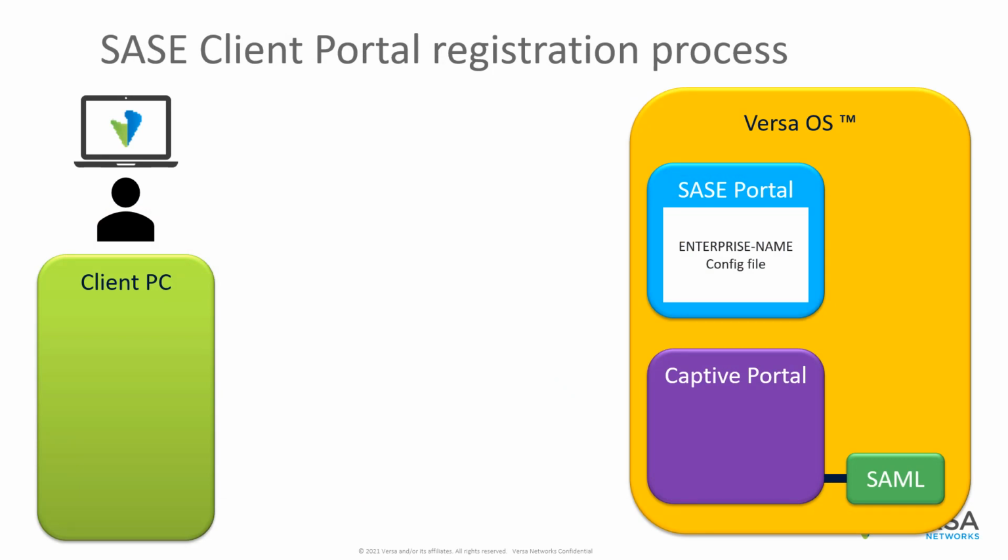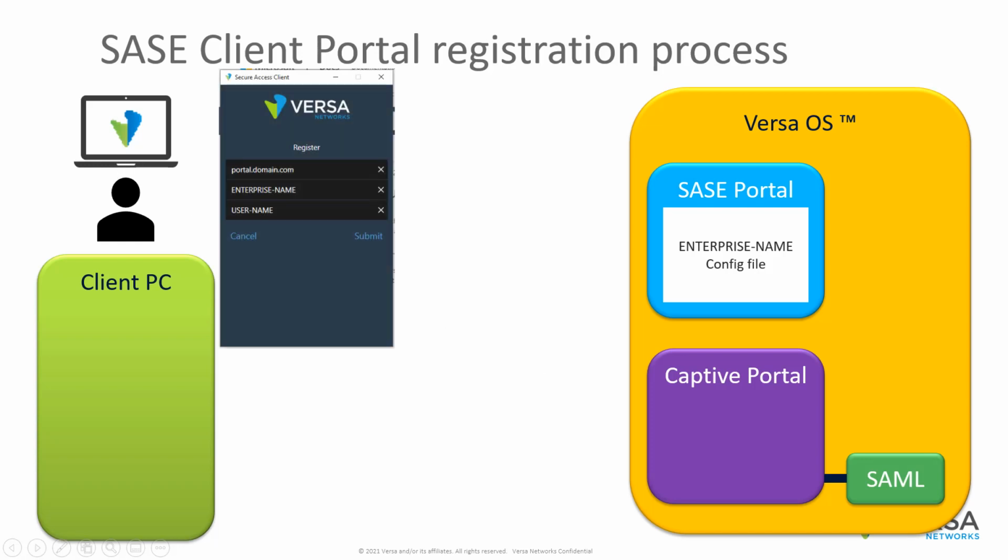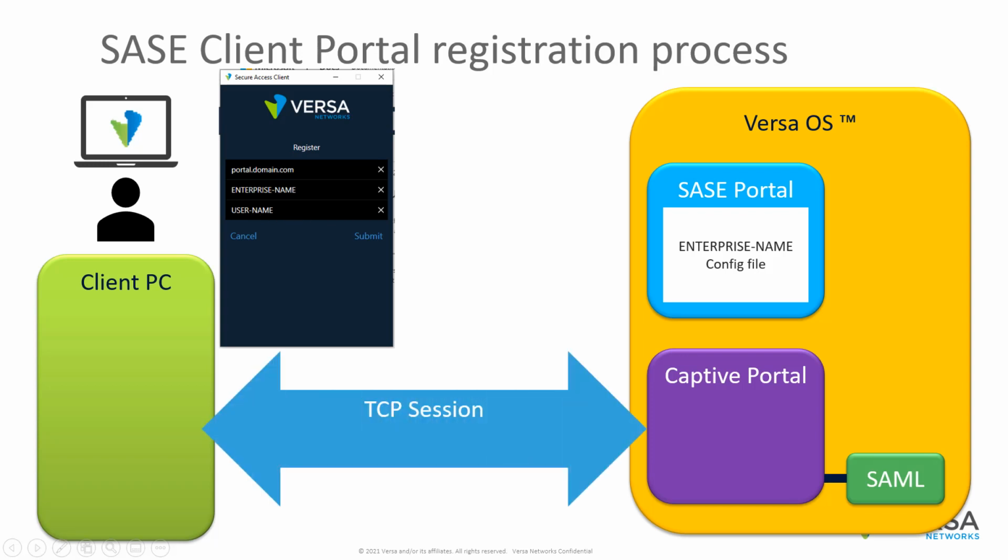So let's review this in even more detail on the example of the Versa SASE client when it registers with the captive portal, or with the SASE portal, on the Versa OS device. Let's imagine that you have a client PC where you have the Versa SASE client, and you're trying to do the registration with the SASE portal of the Versa system. You're entering information such as the portal domain.com where you want to connect. Then you're specifying your enterprise name, and you're giving the username which should be used for authentication. The first thing that happens is the TCP session establishment, the three-way handshake, and we're good to go.